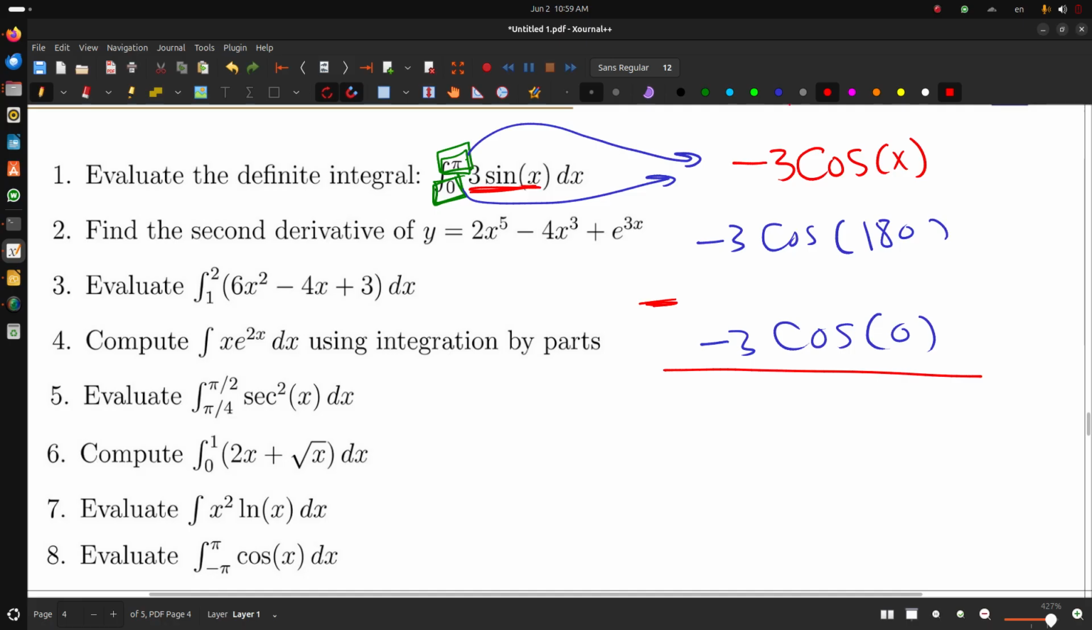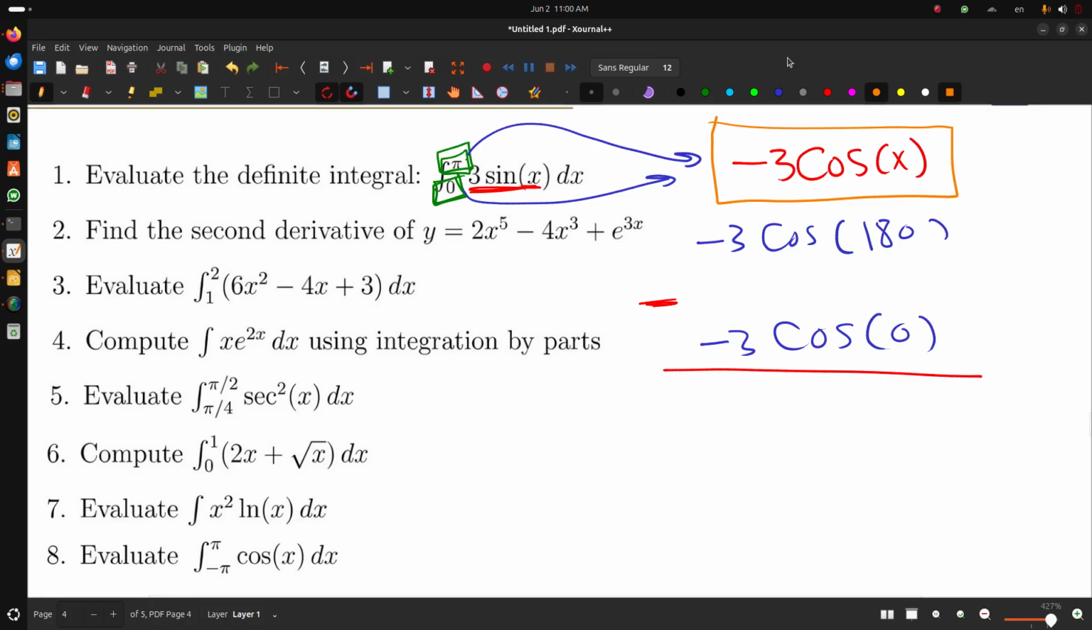So again, first step, get the integration of what you have here, which is negative 3 cosine x. How to deal with these numbers? You will just plug in the numbers. So I will start with the top one and then the lower one, get the results, and then get the difference between them. Okay, cosine 180 is negative 1, times negative 3, it will be 3.